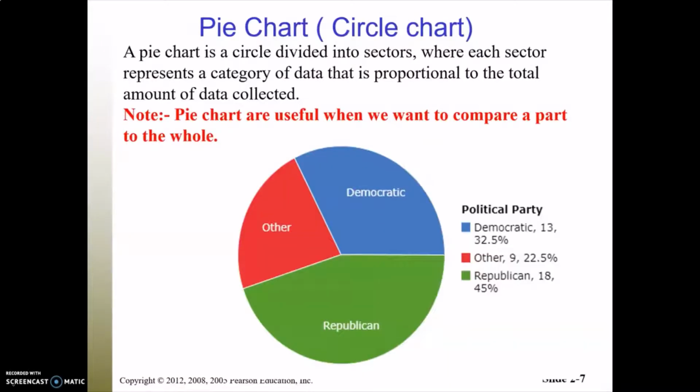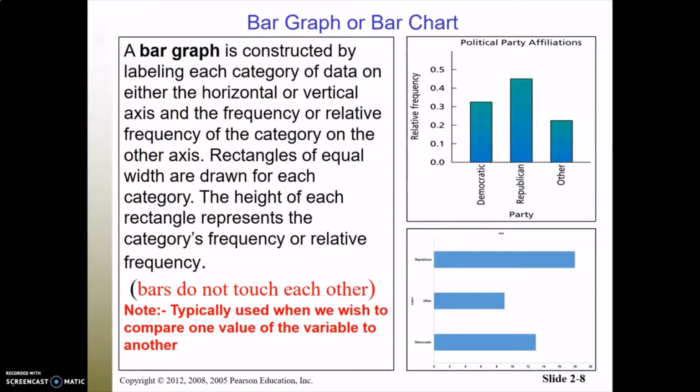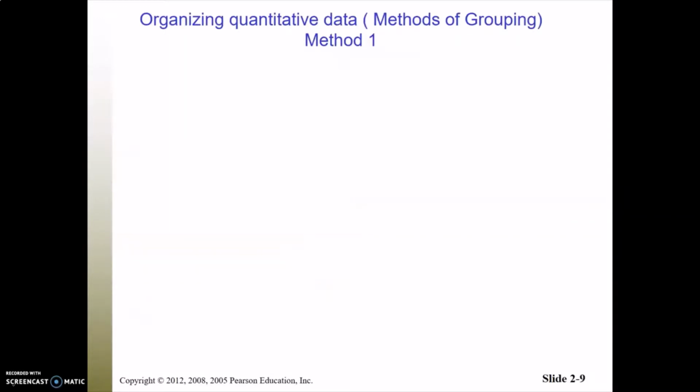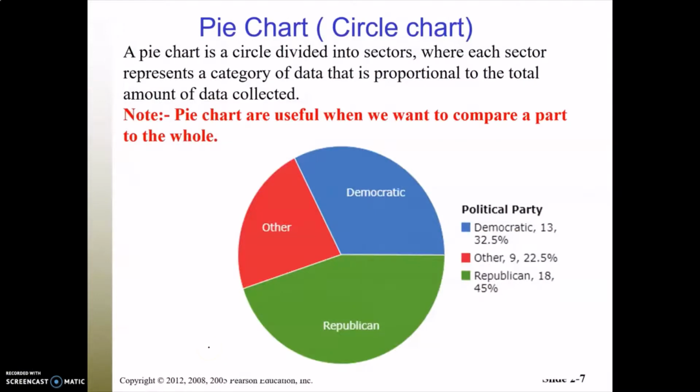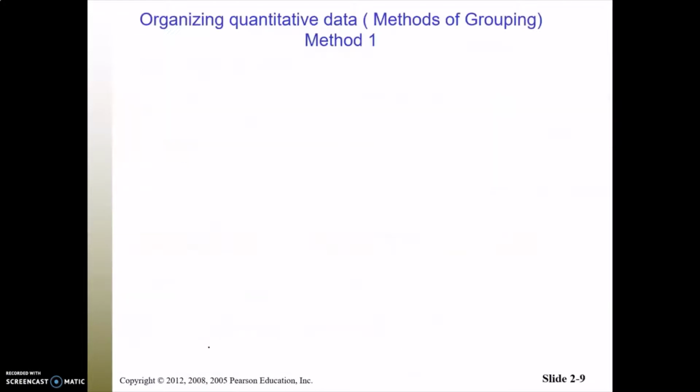Let's move further. Pie chart I will cover in a separate video. The bar graph I will cover in a separate video. I will put it in the canvas. And now let's talk about organizing quantitative data. Remember, the data we talked about was qualitative data, right? These are the names of the political parties. Now we're talking about how to organize quantitative data.